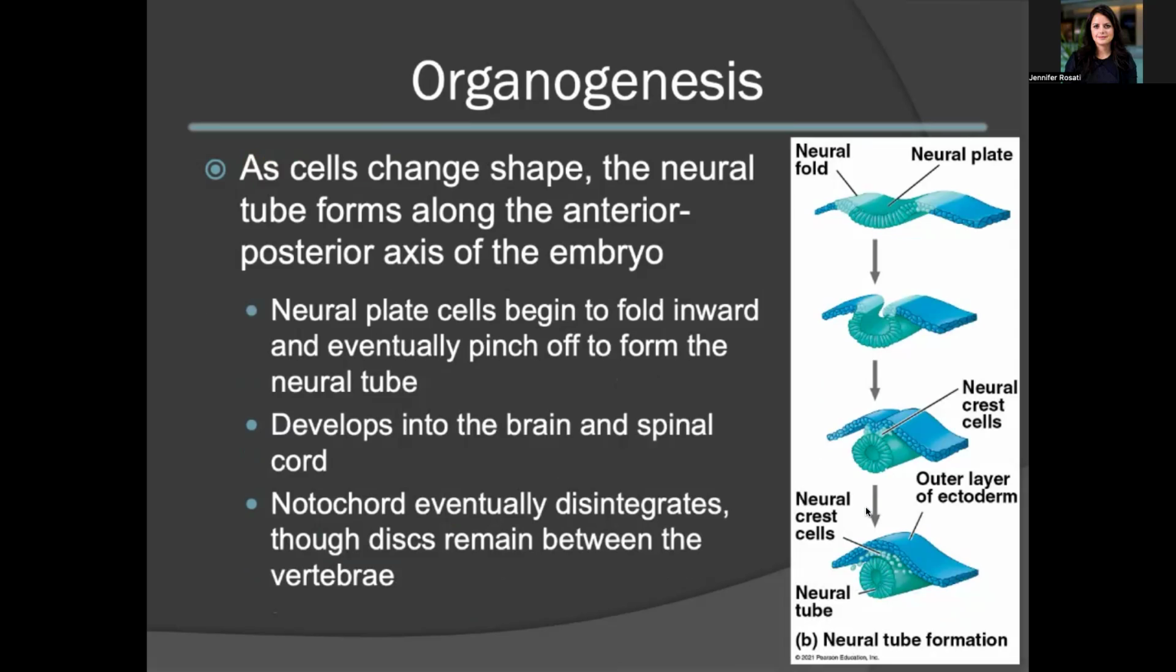As the cells begin to change shape in the epidermal plate, the neural tube will form along the anterior-posterior axis of the embryo. The neural plate cells will begin to fold inward and eventually pinch off to form the neural tube. This will then lead to the development of the brain and spinal cord. The notochord eventually will disintegrate. However, discs will remain as seen between the human vertebrae.